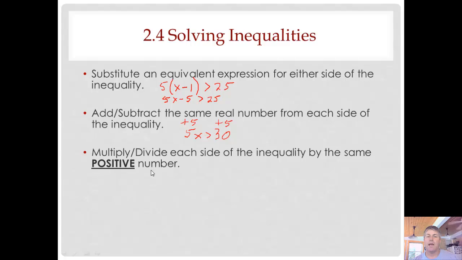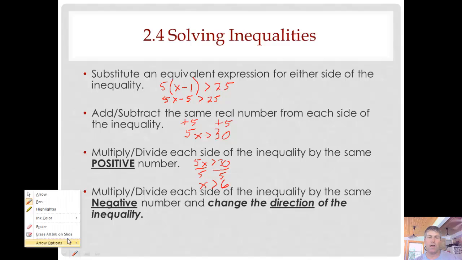Okay. The third thing we can do is multiply and divide each side of the inequality by the same positive number. So the rules change for inequalities when it's negative, obviously. If I'm making a big deal, we can only do the same thing with positive. So 5x is greater than 30. We want to solve for x, so we divide both sides by positive 5, and we get x is greater than 6. So there's our solution, that x is greater than 6.